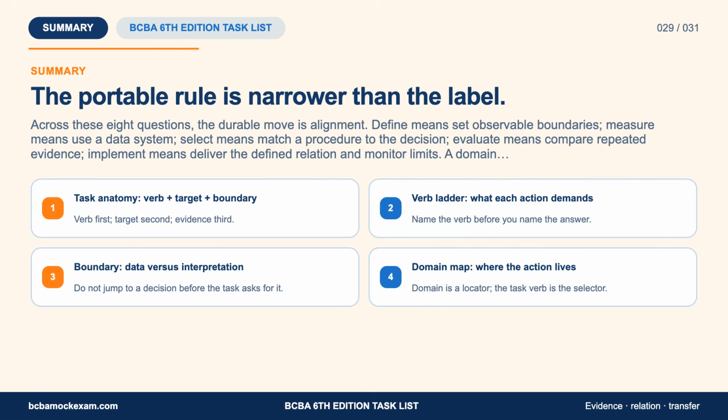On a new stem, circle the verb, name the target, list the evidence, and reject any option that adds missing facts or skips the sequence.